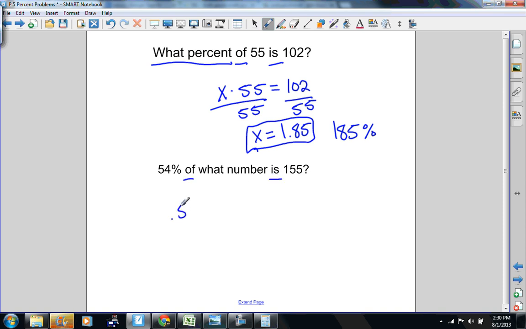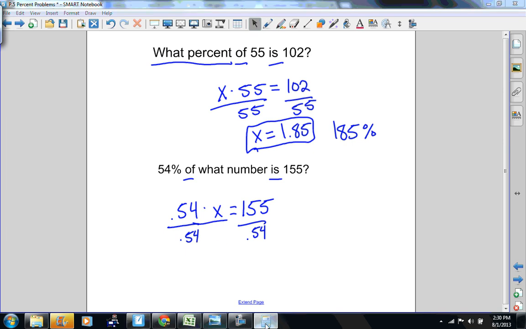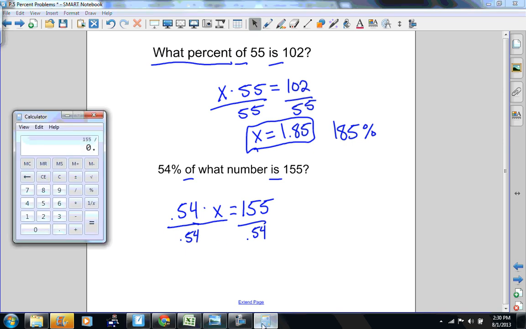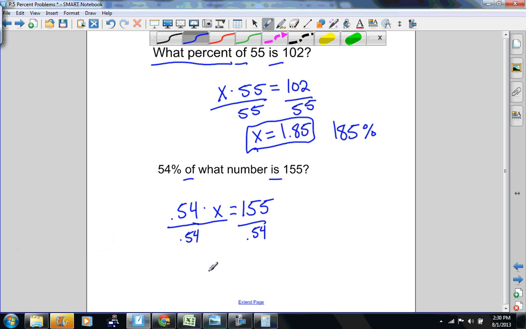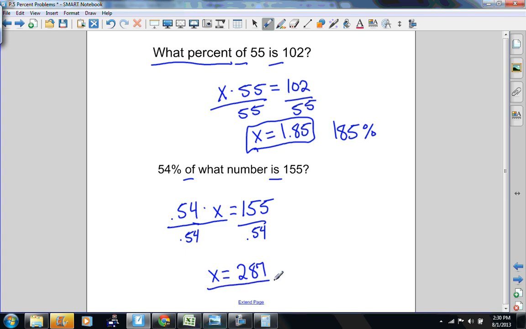Okay? Down here on the bottom, this one was a little bit more like what we had been doing. So we get 0.54 times x equals 155. So we have to do 155 divided by 0.54, and that gets us $287, about right on the nose. And that is our answer for these two. Okay, if you have questions, make sure you ask me on those.